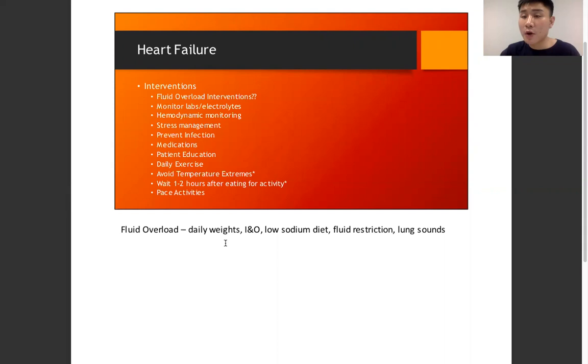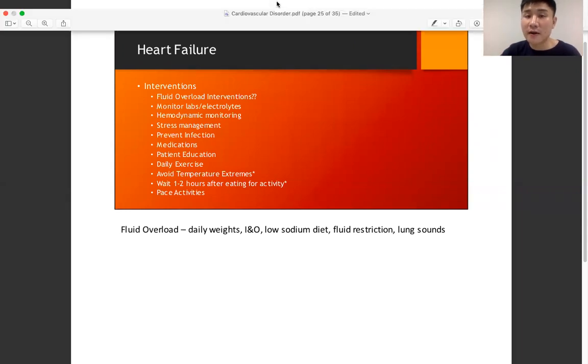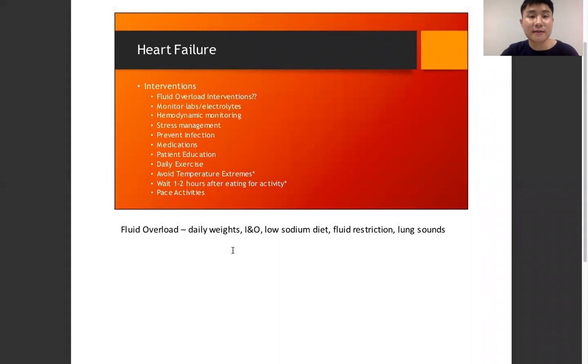For fluid overload, we have to daily weigh them to make sure that they're not increasing in weight significantly in one day. We need to check the I&O, intake and output, and measure their urine output to see how much urine they're putting out. We give them a low sodium diet, fluid restriction, check the lung sounds, all that jazz.